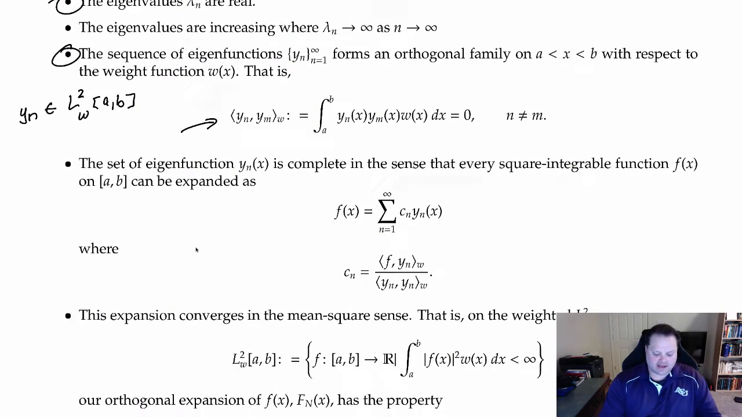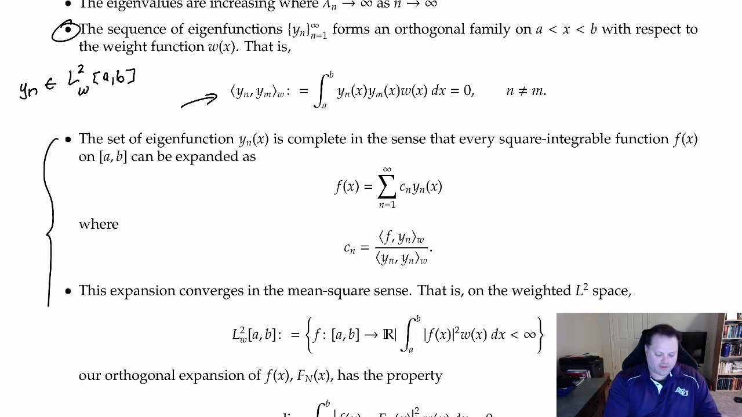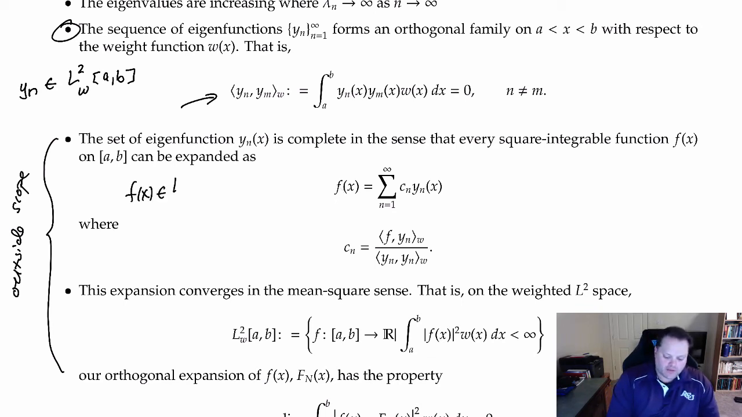This one is outside the scope of the course. So the proof of these two are outside the scope of this course. You'd have to prove them in a higher level course because they require some real machinery. But they say that the yn are complete in that you can have an expansion of any function. Once again, this function lives on the L2 weighted space on A to B, and has an eigenfunction expansion in terms of these eigenfunctions where the coefficient is just like the coefficient you know, but it's the weighted inner product.